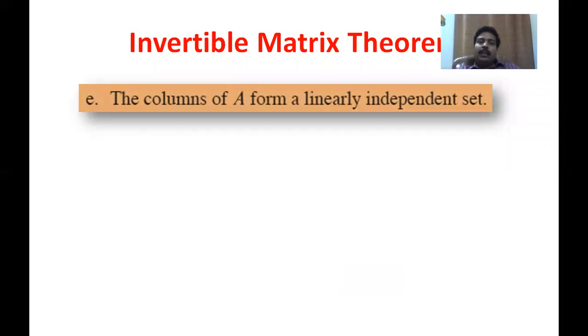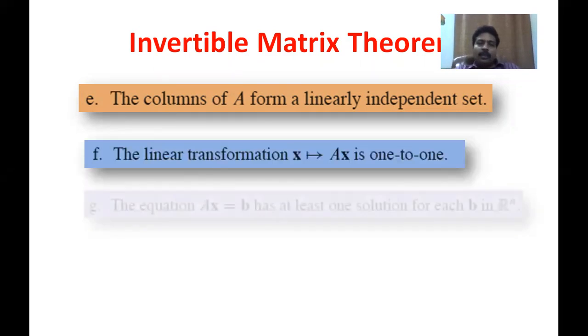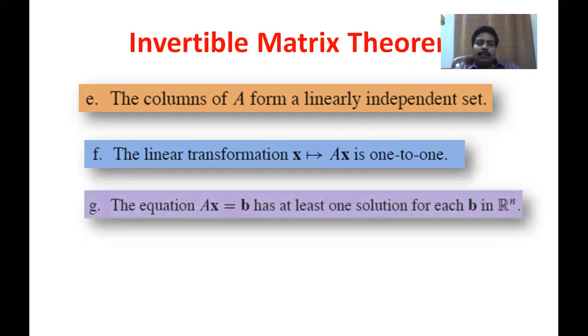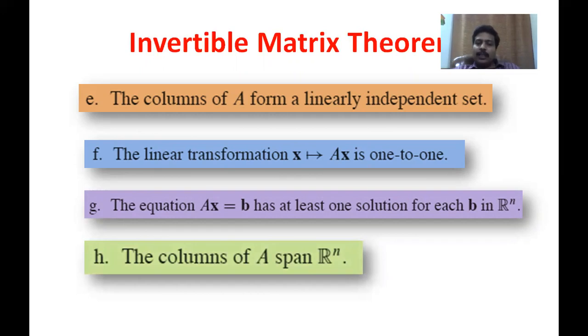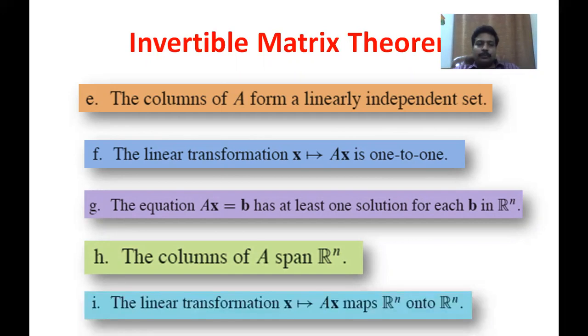The columns of A form a linearly independent set. The linear transformation x to Ax is one to one. The equation Ax equals b has at least one solution for each b in Rn. All these statements are equivalent, and the columns of A span Rn. And the linear transformation from x to Ax maps Rn onto Rn.